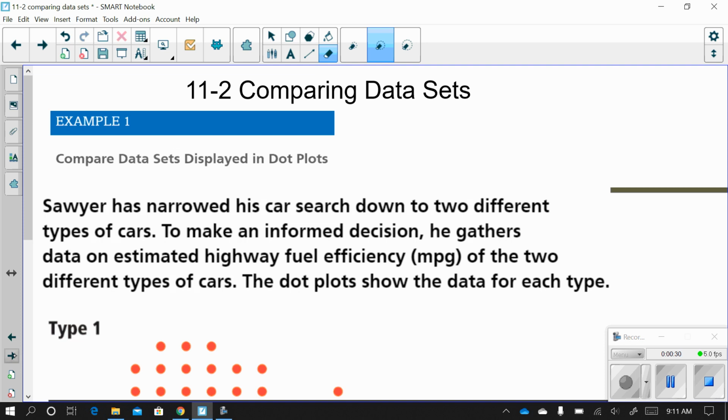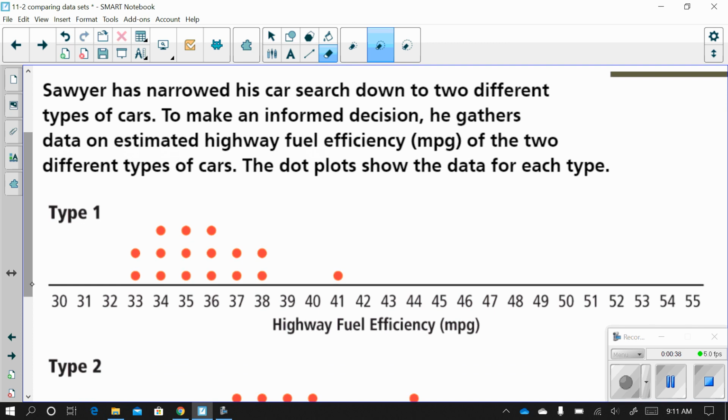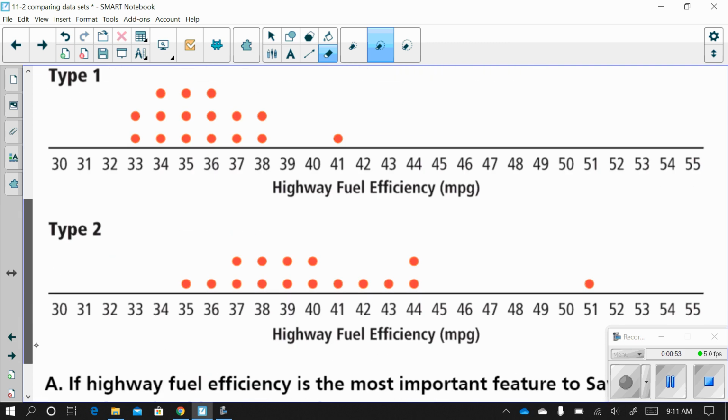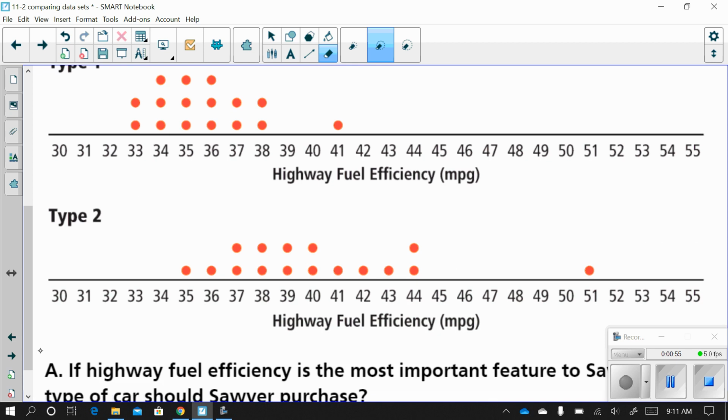So example 1. We're going to compare data sets displayed in dot plots. Sawyer has narrowed his car search down to 2 different types of cars. To make an informed decision, he gathers data on estimated highway fuel efficiency, or the miles per gallon, of the 2 different types of cars. The dot plots show the data for each type. Okay, so here's our dot plot for type 1, and here's our dot plot for type 2.